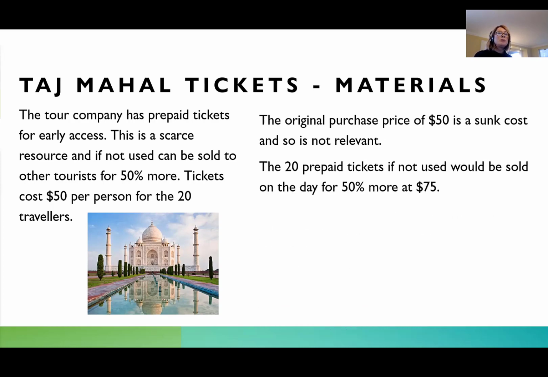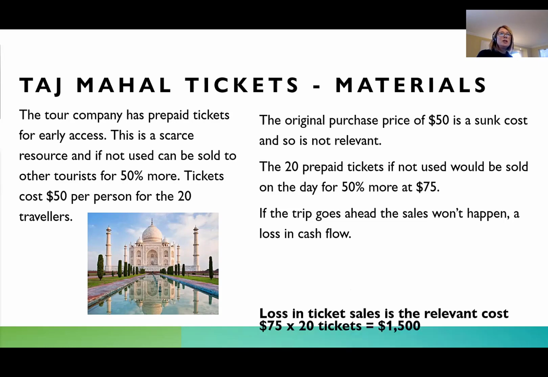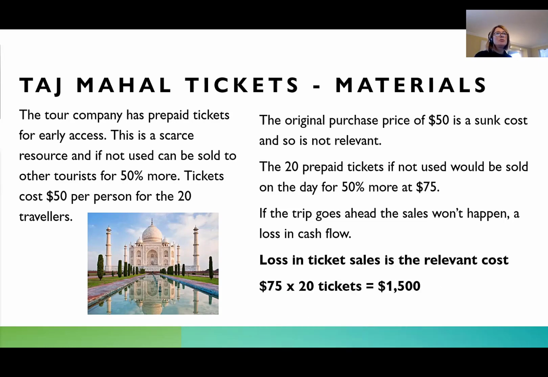The 20 prepaid tickets, if not used, would be sold on the day for 50% more. Because they can only be used on that one day, they can't be replaced. So if the trip goes ahead, the sales won't happen and there's a loss in cash flow. Now, it's not the difference between 75 and 50. It is the full 75. Because remember, the 50 is done and dusted.